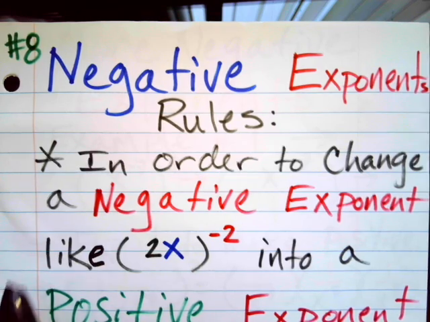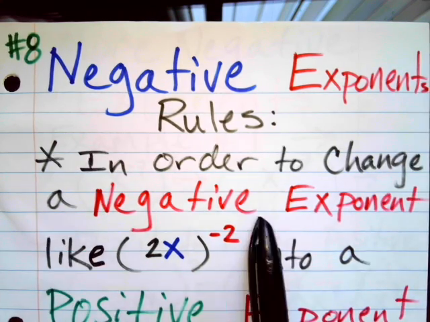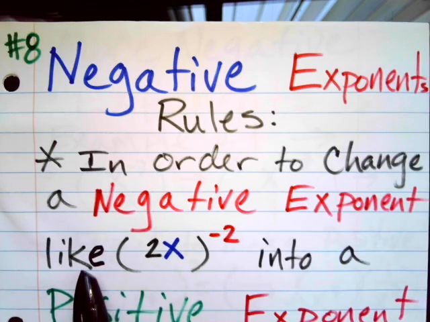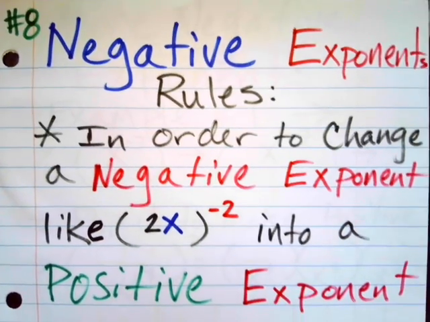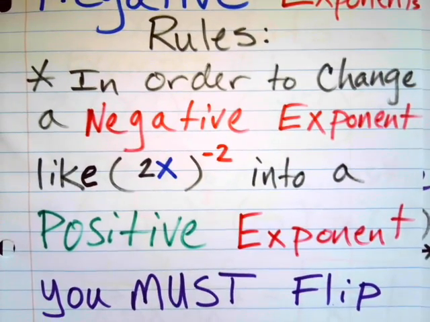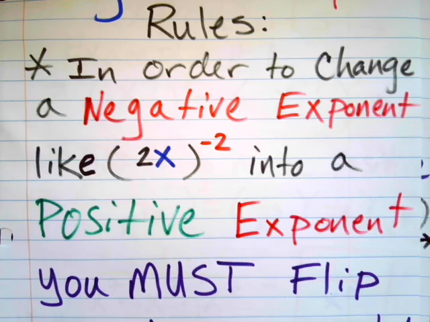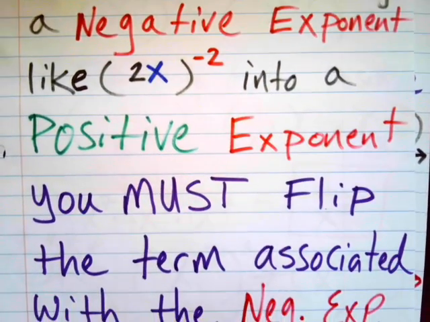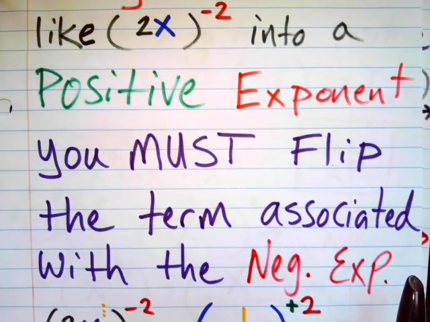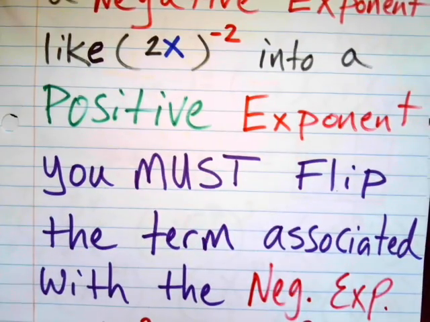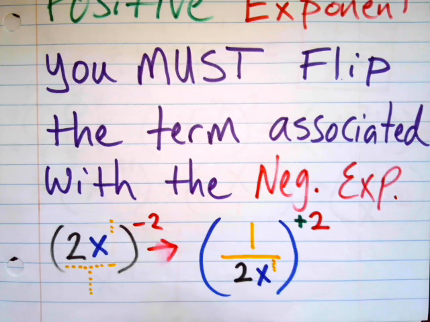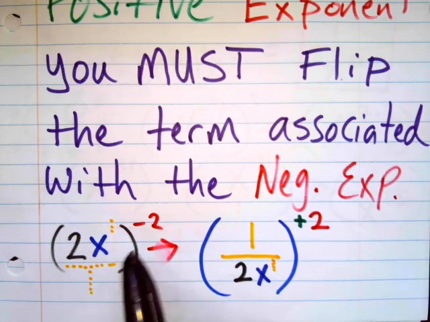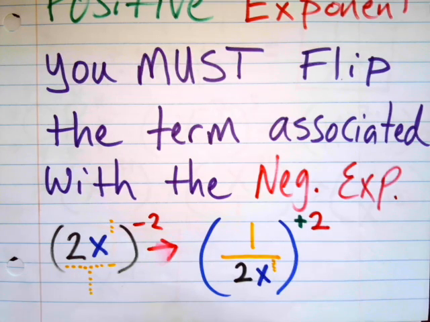It's never too late. So in order to change a negative exponent like 2x raised to the power of negative 2 into a positive exponent, you must flip the term associated with the negative expression. So I'd like to show you an example here. I have that 2x raised to that negative 2 I originally started above.